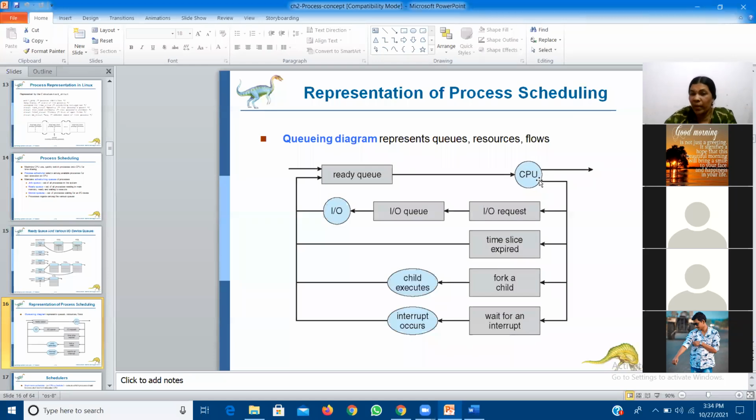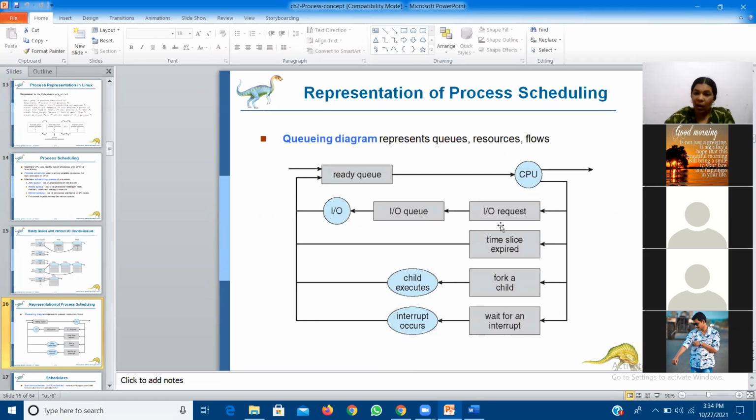Their execution was going on the processor, but due to a higher priority process they are waiting. So they wait for the interrupt. The interrupt occurs and is executed. Again they go to the ready state, the ready queue, and from the ready queue they come back to the CPU. So this is called a queuing diagram. It represents queues, resources and flow: how the processes get executed. Either the process goes from the ready queue directly to the CPU and directly to termination, or it does an IO request, or it waits for the next time slice, or it tries to create a child process, or it waits for a higher priority process called an interrupt.